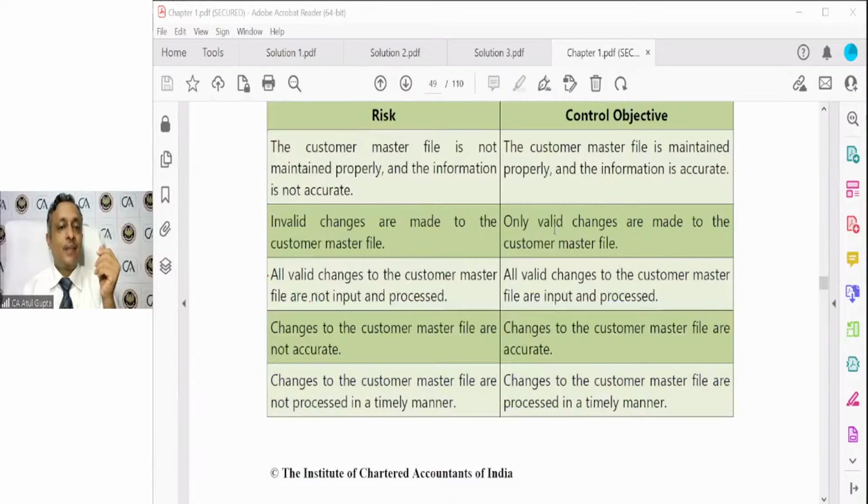Then all valid changes to the customer master file are input and processed, that we've talked about. So whatever changes you put, process those changes. When you talk of customer and vendor, the keyword is changes. See, this is the way you can remember for your examination. अब आपको master पूछे तो change लिख के, whether change is accurate, whether change is approved, whether change is accurately put in system, whether there is a validation process of the change. 4 point एक साथ तैयार हो. That is how you do it.